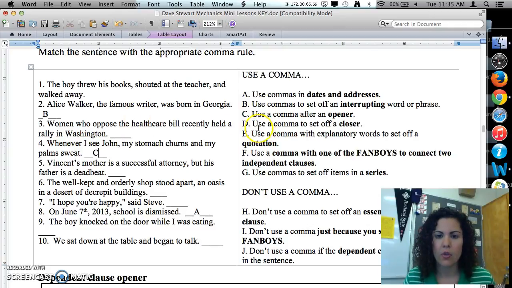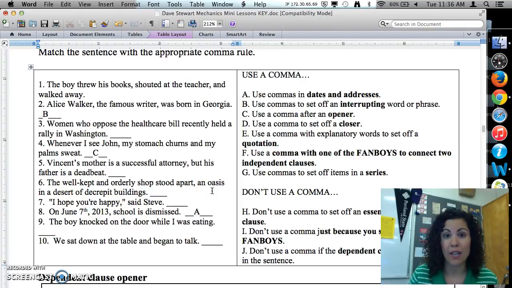And then a closer. We'll do one more. Closer. So I'm going to look at the end, comma, but. No, that's not a closer. That's a coordinating conjunction. An oasis in a desert. Yeah, that is, because that's not a complete sentence. It's just a phrase. It has no verb in it, that's why. So I would say that is D.